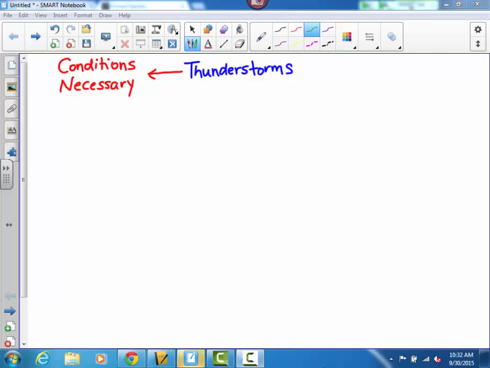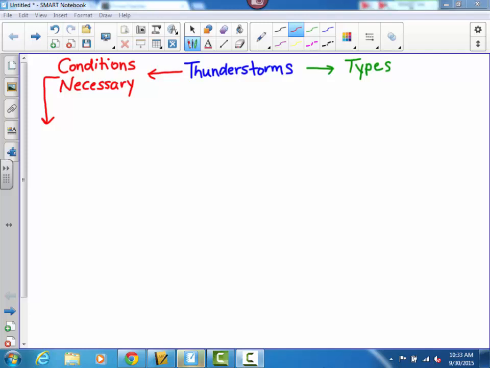After we talk about the things that are necessary to make a thunderstorm, then we will be talking about the different types of thunderstorms. All right, so conditions that are necessary. There are three. The first thing that you need to make a thunderstorm, this one is pretty intuitive. If it's going to rain, what do you have to have?